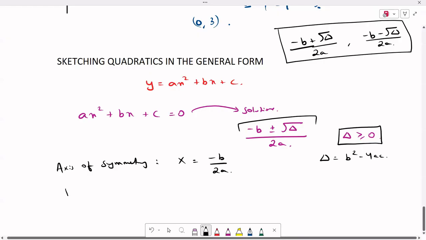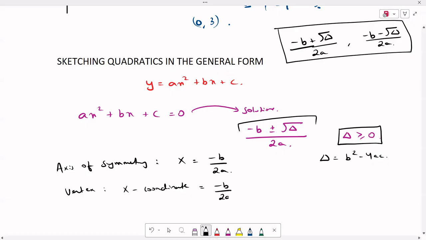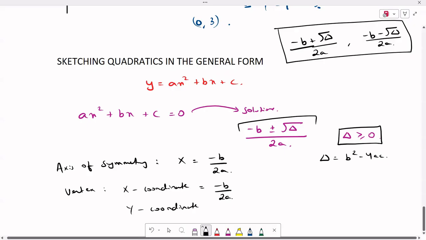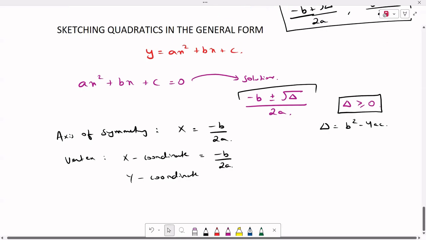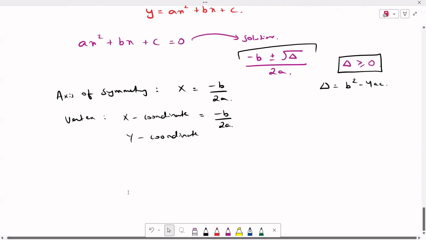Okay. Second thing, the vertex. And we know that the vertex is a set of coordinates of x and y. So the vertex will have an x coordinate of minus b upon 2a. We don't know about the y coordinate yet. If we want to find out the y coordinate, we can substitute the value of x in the equation and we will get the value for y. Okay, so let us use this information and let us try to sketch a graph. Okay, so let's see.